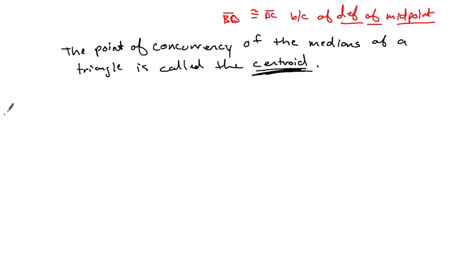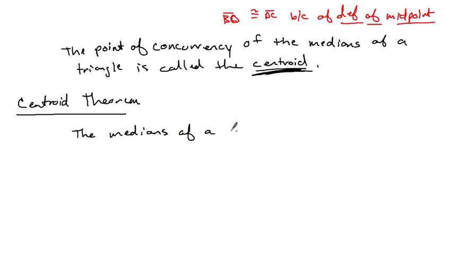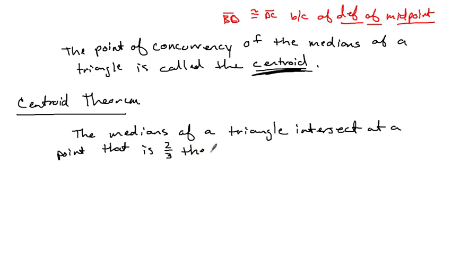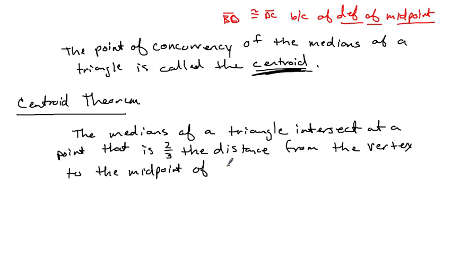Centroid is where all the medians intersect, and we're going to have a centroid theorem, and it says that the medians of a triangle intersect at a point that is 2/3 the distance from the vertex to the midpoint of the opposite side. That sounds super random, doesn't it?